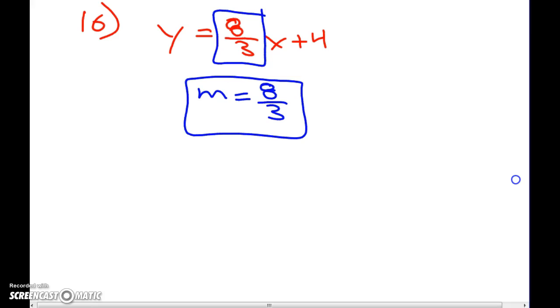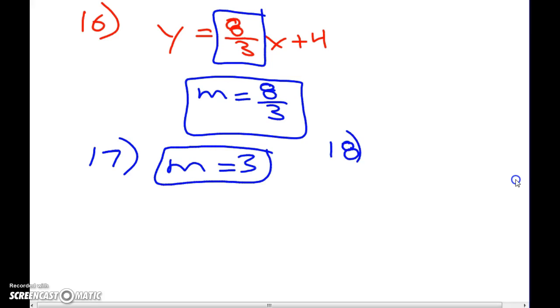17, find the slope of the line parallel. So if I'm looking at 17, it's already in slope-intercept form. They say it's y equals 3x plus 1. All I want to know is, what would the slope of some new line, it didn't ask me to create it, but some new line that's out there, the slope of it would be 3 also. Because again, parallel lines, they got to have the same slope.